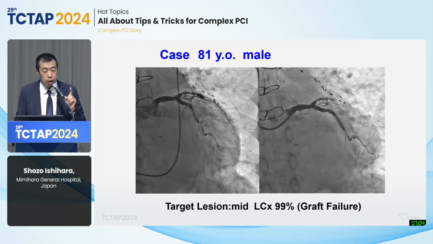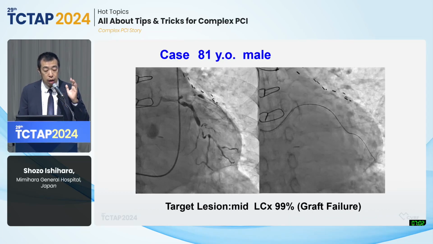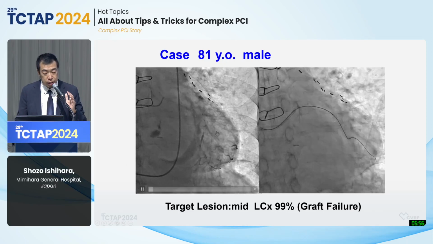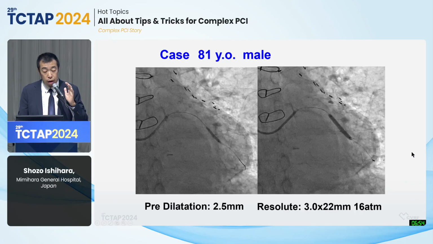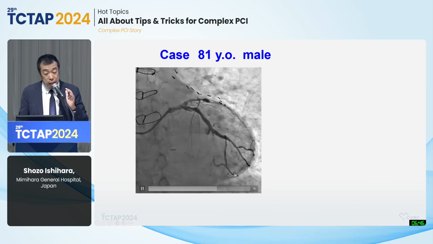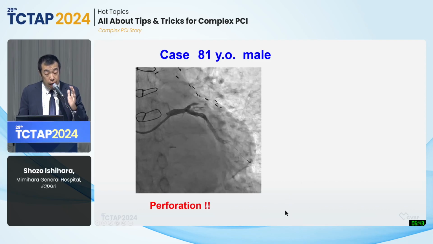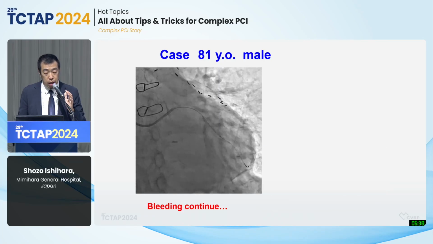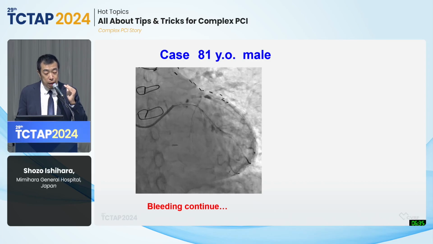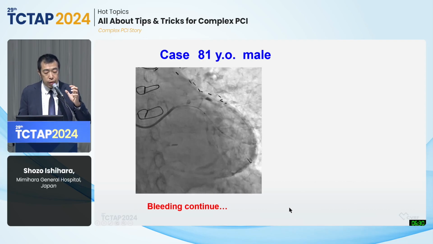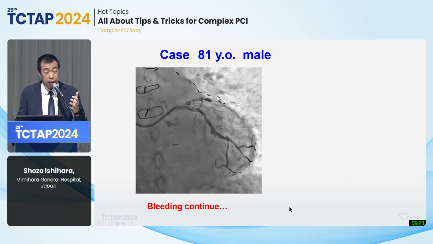I will show one case, an 81-year-old male after bypass surgery. He had severe stenosis at the anastomosis of the circumflex. During PCI, after predilation and stenting, we saw massive perforation like this. Immediately, we dilated the stent balloon to occlude. But after 10 minutes of occlusion, bleeding still continued. It was also difficult to occlude for longer because of chest pain and ST elevation.